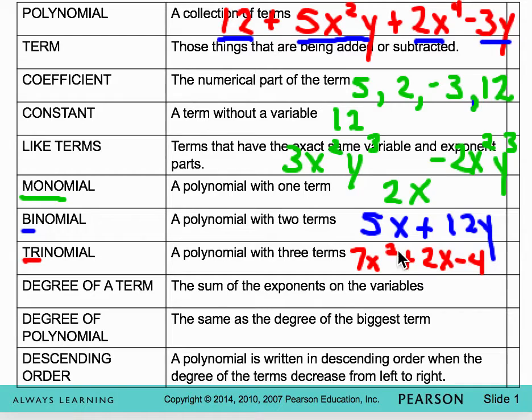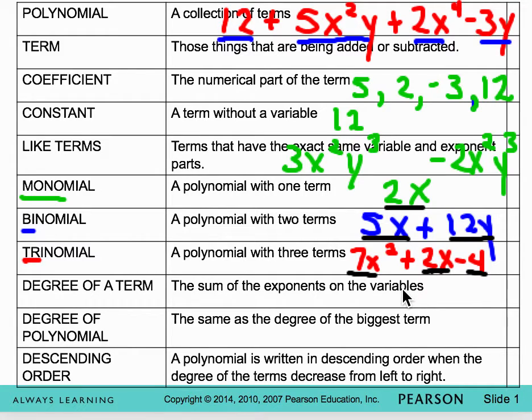Okay, so here's one term. This thing has 2 terms. The coefficients are 5 and 12. This thing has 3 terms, and the coefficients are 7, 2, and -4. In addition, -4 is the constant term.